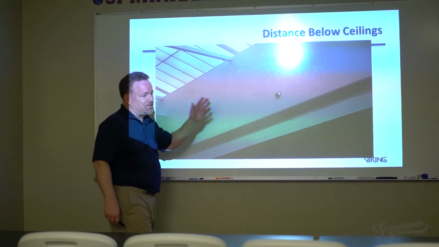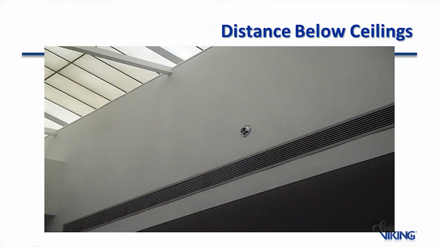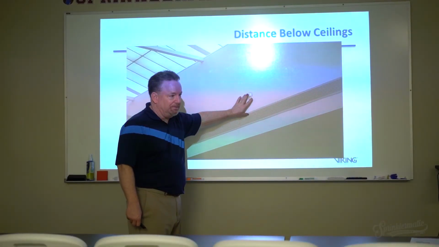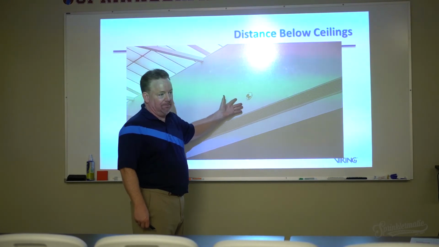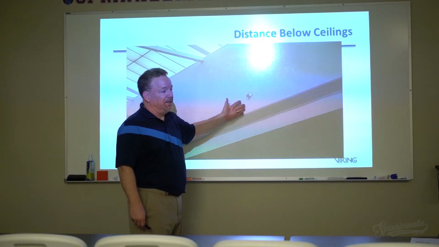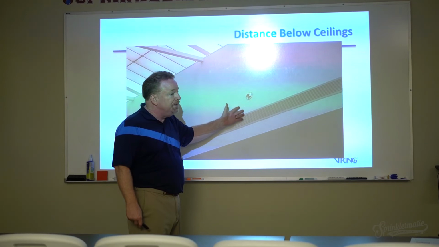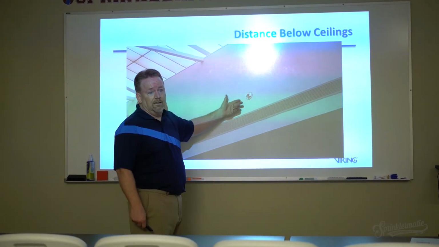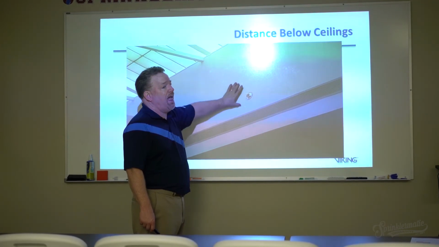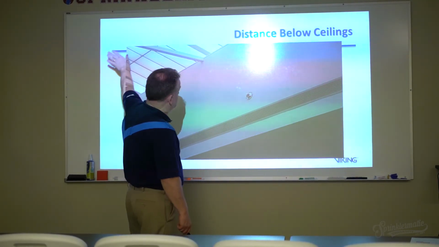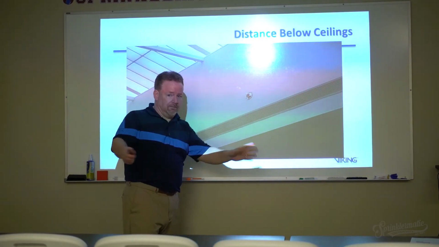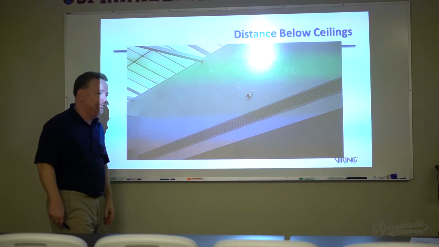Distance below ceilings is critical. This sprinkler is never, ever going to operate. It's there because somebody said we need this to be protected by a sprinkler, but it's not. This is a huge vaulted ceiling area. The heat is never going to get down that far.